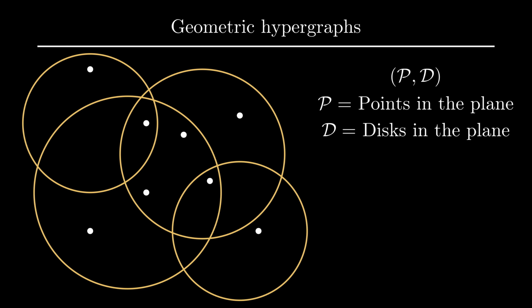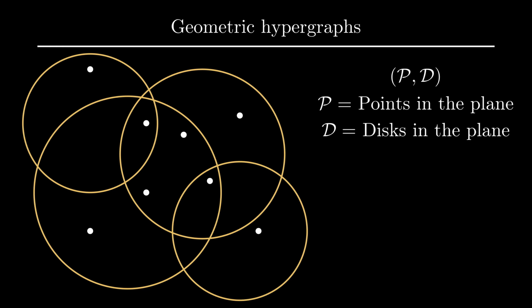Of course, we are interested in the properties of these hypergraphs. We want to determine the chromatic number, that is, we want to color the points in such a way that there are no monochromatic edges. So every edge should contain at least two different colors. The first thing that we can observe is that four colors are always enough.